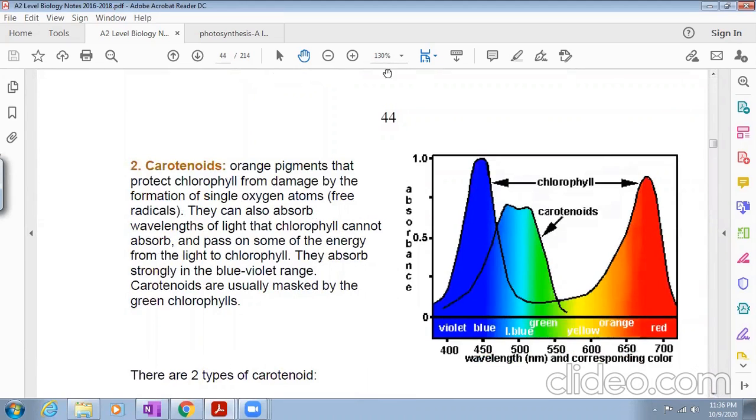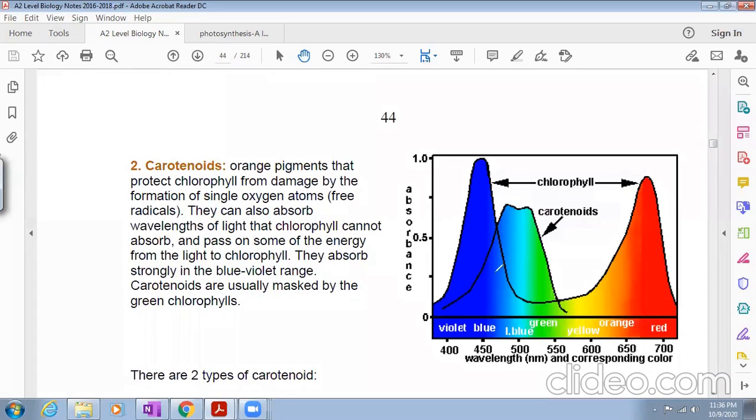Carotenoids are orange pigments that protect chlorophyll from damage by formation of singlet oxygen free radicals. They can also absorb wavelengths of light that chlorophyll can't absorb, and pass on some of the energy from light to chlorophyll. Actually, carotenoid is a necessary pigment that is absorbing light and giving that light to what? Giving that light to chlorophyll A, that is the primary pigment, and from that the electron will get excited.